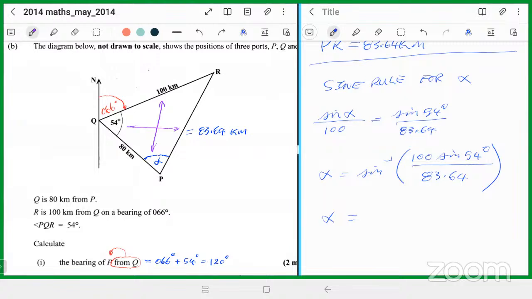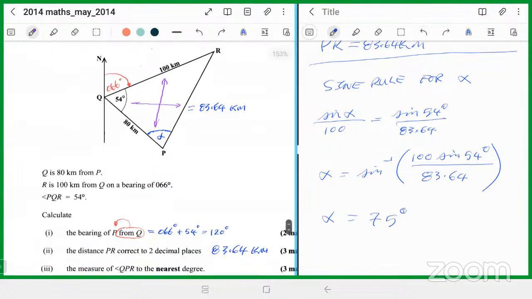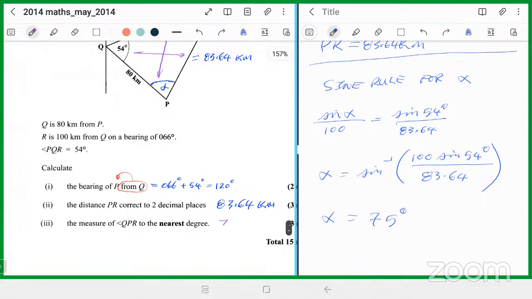Anybody worked out this one? 75, sir. So you're going to put the 75 degrees. And it's not a bearing, it's just an angle, so you leave it like that with the 2 digits. And that finishes this question. It is 75 degrees. And that's it.